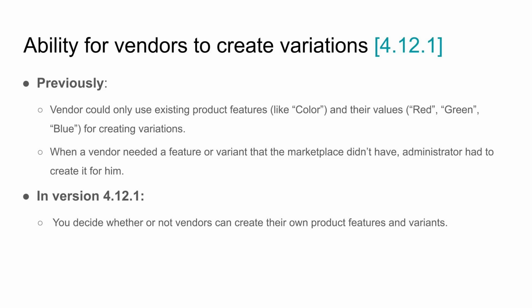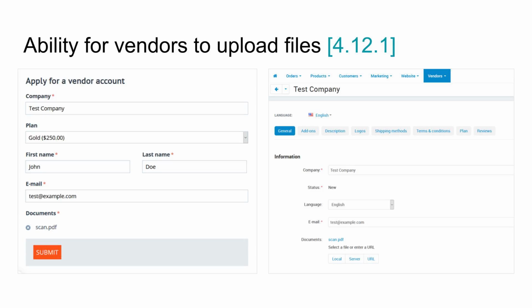In version 4.12.1, product variations will completely replace the old option combinations. We realize how important it is for vendors to create such products, and that's why we are adding the ability for vendors to create features and their values in 4.12.1. Further in this video, we'll also bring up some interface improvements that will make creation of variations easier for vendors and for marketplace owners.